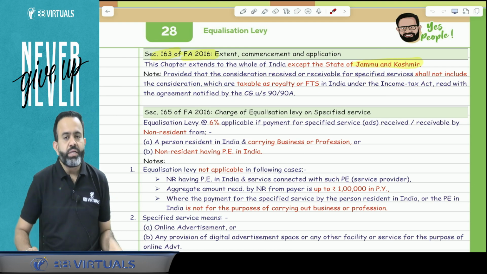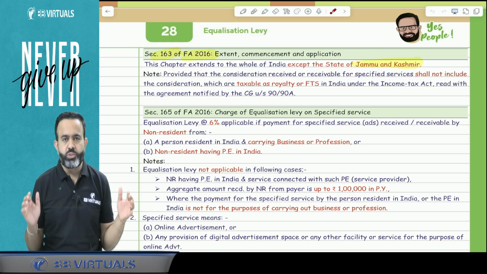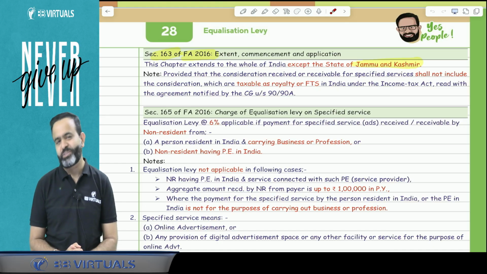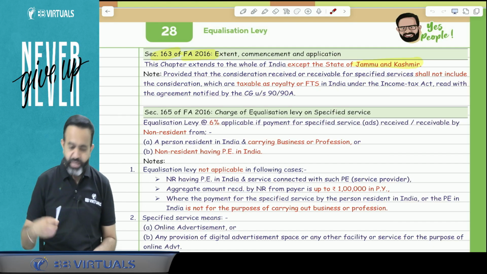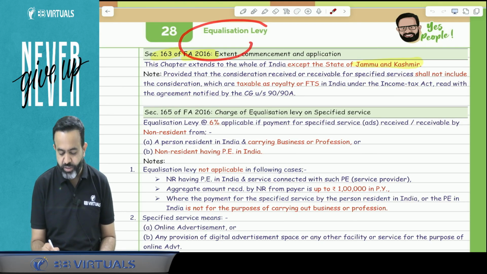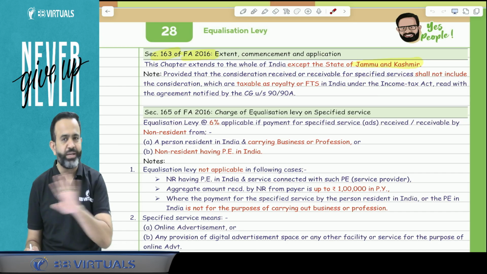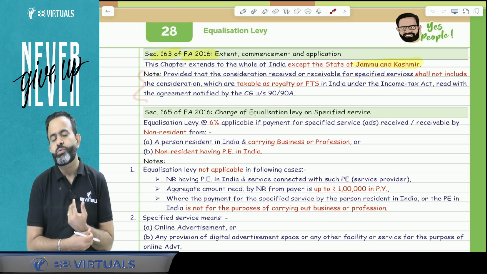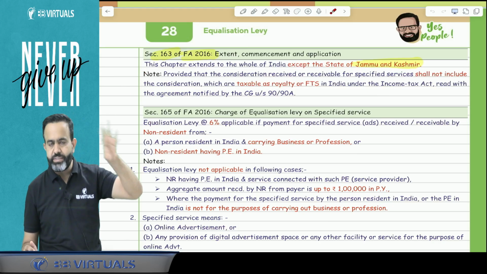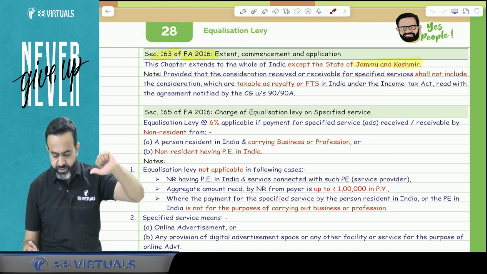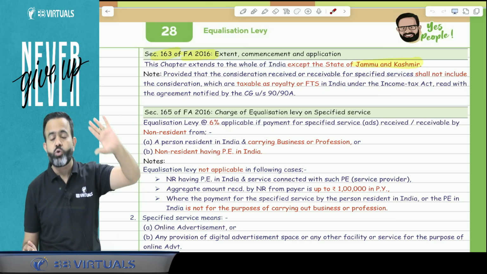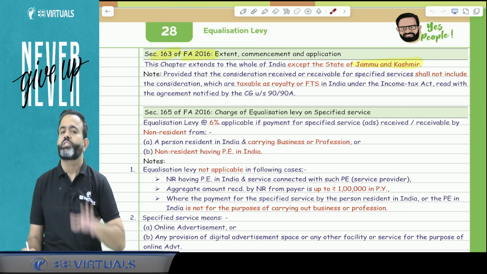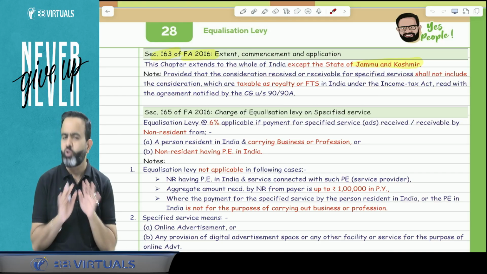163 says: is this equalization levy applicable to whole India? Answer is yes. Equalization levy is applicable to whole India, but except Jammu and Kashmir. Sir, is this provision of equalization levy not applicable to Jammu and Kashmir? Answer is yes, it is not applicable. Now one more point here, one proviso is given. This proviso says that if any non-resident receives any royalty or fees for technical services, and that royalty or fees for technical services is already taxable under section 9(1), then obviously equalization levy is not applicable.